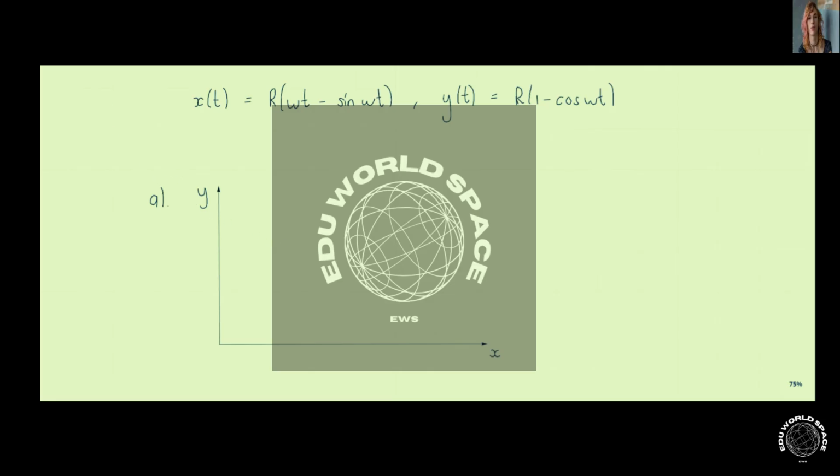For this problem on the topic of motion in two dimensions, we are given the coordinates as functions of time for a particle that is moving in the xy plane, where x of t is r into (omega t minus sine omega t), and y of t is equal to r into (1 minus the cosine of omega t). We first want to sketch the trajectory of the particle, and we are told that this trajectory can be looked at as the point on the rim of a wheel that is rolling at constant speed on a horizontal surface.